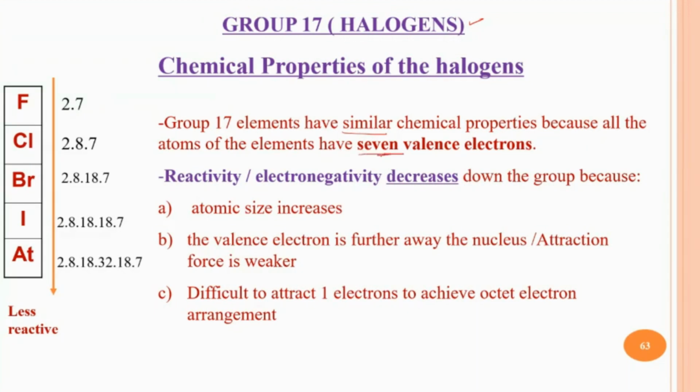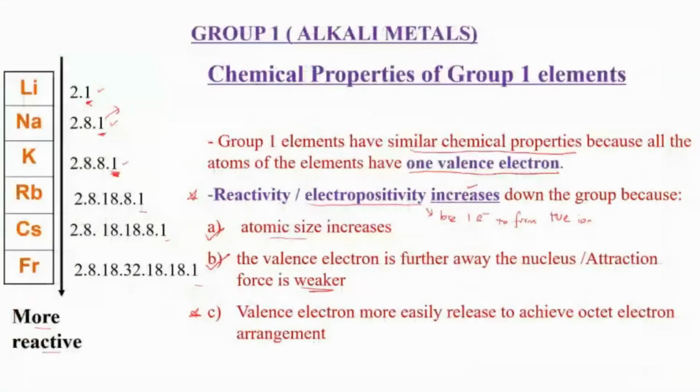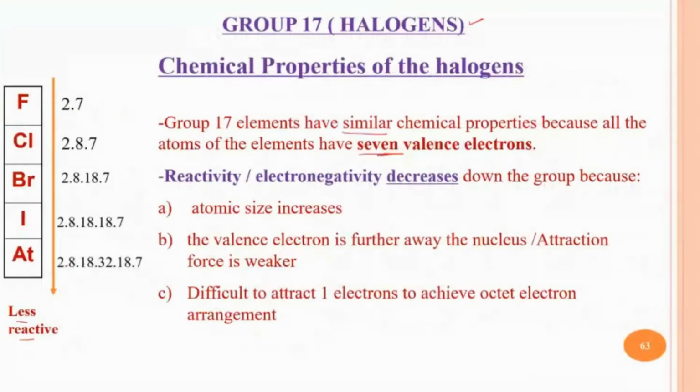That is 7. But for the reactivity, when going down group 17, it becomes less reactive. For group 1, you can see it becomes more reactive, but for group 17 it becomes less reactive. Why? Reactivity for group 17 is also called electronegativity. So what does that mean?